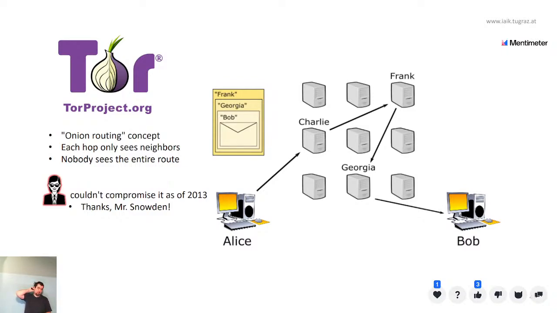So each hop along the connection can only see its direct neighbors. So Charlie knows that Alice talked to somebody.